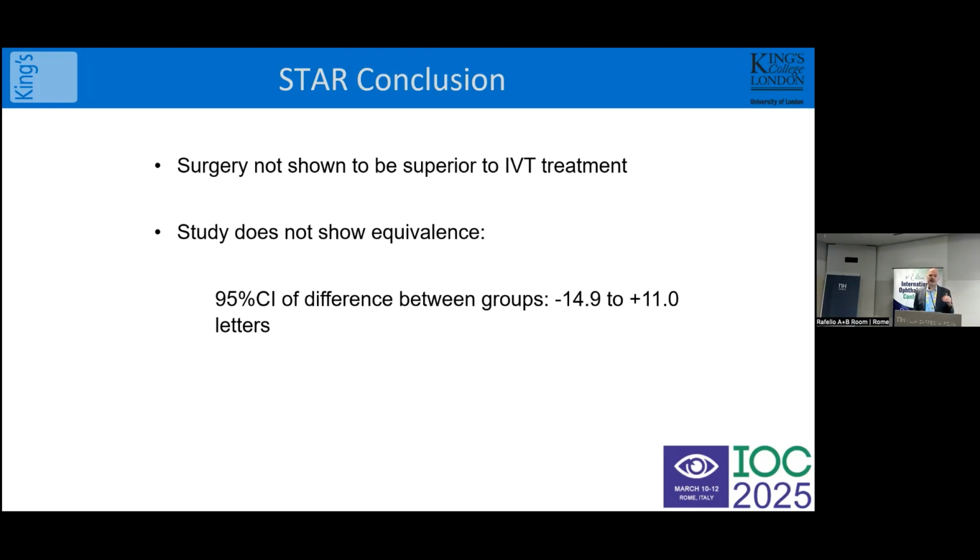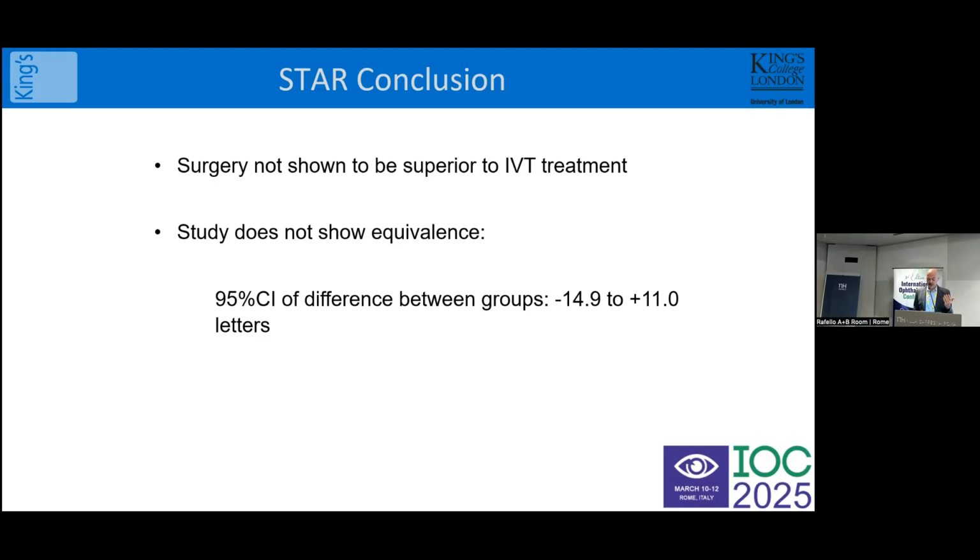And the best way to explain that statistically is to look at the confidence interval of the difference between groups. So you say with 95% certainty, what difference could there be between the 2 arms? And that runs from almost minus 15 letters almost up to plus 11 letters, and that's because the trial is small. It's not big enough to have a small confidence interval.